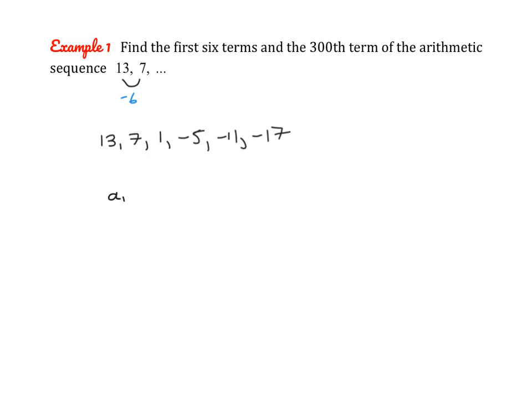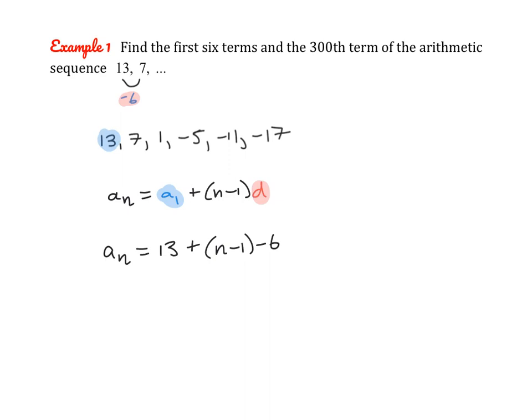Again, we're going to be using the formula a sub n equals a sub 1 plus n minus 1 times d. In this case, we know that a sub 1 is 13. Or sorry, the first term is 13, and we know that our common difference is -6. So we simply plug it in. a sub n equals 13 plus n minus 1 times -6.